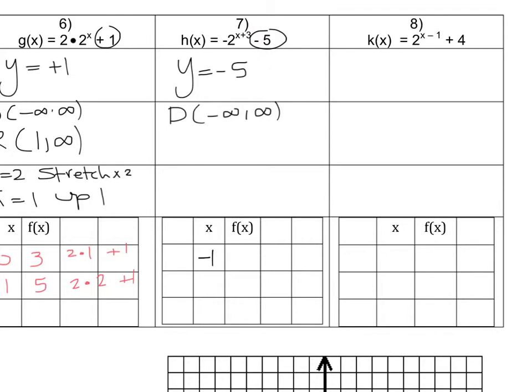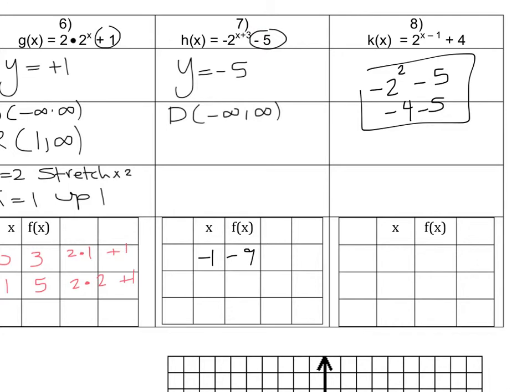So let's show the work. I'm going to show it over here. So if it's negative 2 to the power negative 1 plus 3, which is a 2, minus 5. So that's going to be a negative 4 minus 5, and that's a negative 9. I can fit that on my coordinate plane.